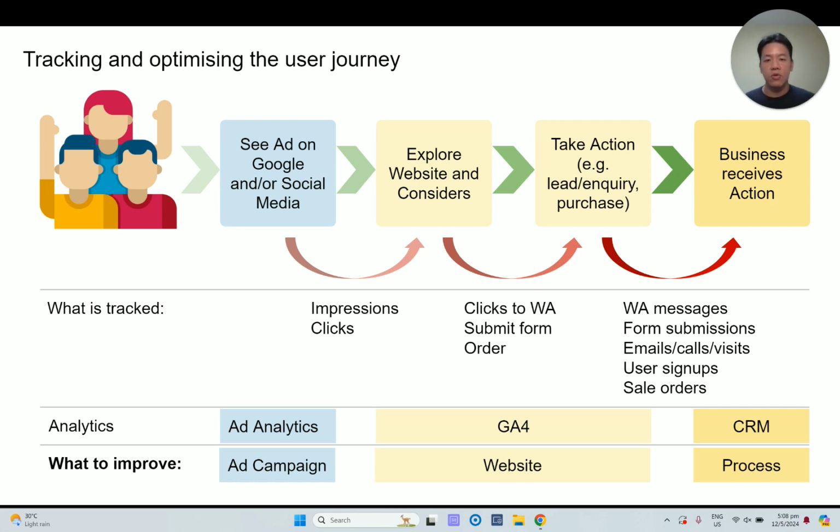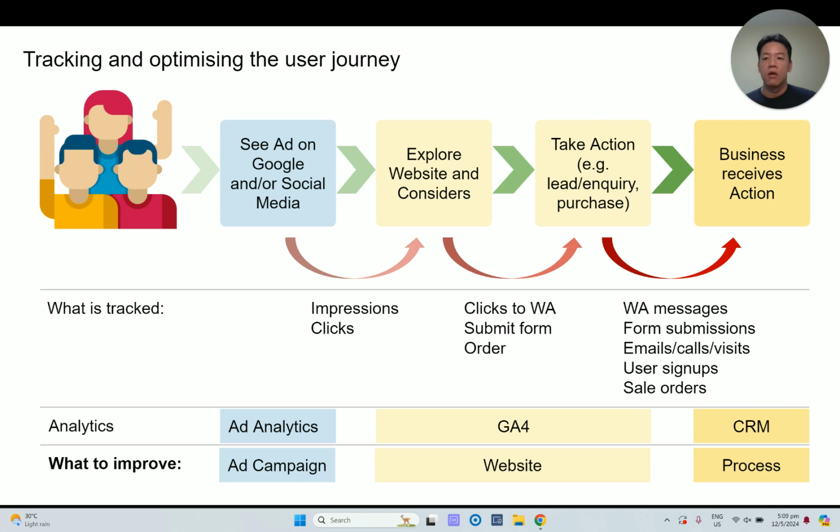journey. So the first thing we want to be very clear about is understanding the full user journey, the whole path or process that the user takes, from being exposed to your ads or marketing campaigns on Google or social media, to coming to your website or landing page, and finally taking an action to reach out to you, right? So with that in mind, let's look at a very simplified mapping of the user journey as seen on the screen right now.